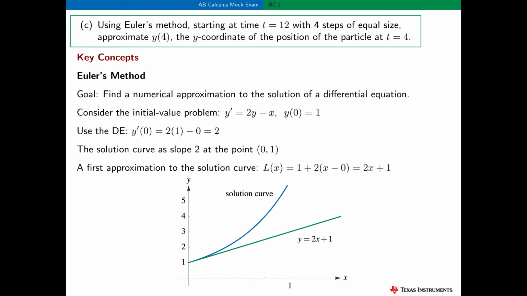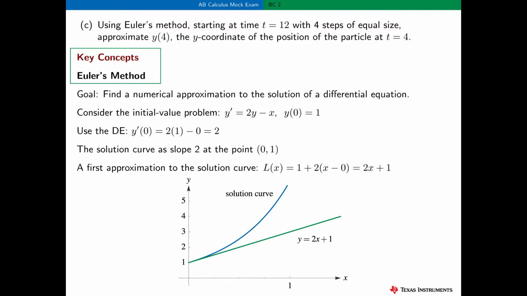In part C, we need to use Euler's method with 4 steps of equal size to approximate y of 4. And just a reminder, in the context of this problem, y of 4 is the y-coordinate of the position of the particle at time t equals 4. Well, the key concept here is certainly Euler's method.